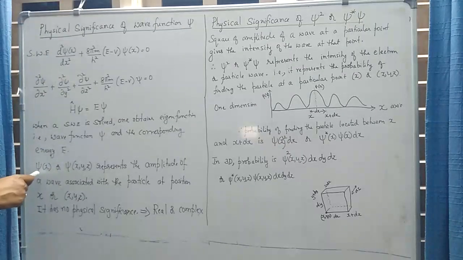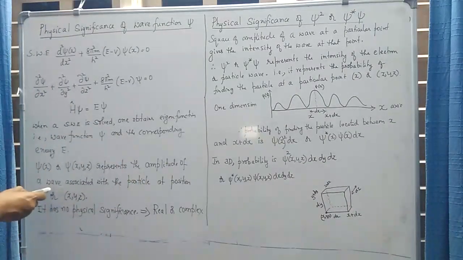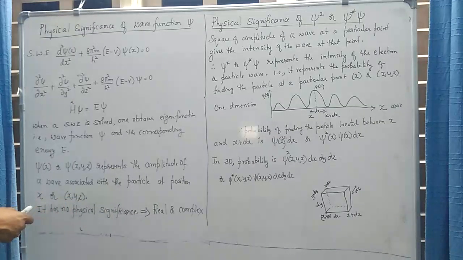Here the wave function psi of x represents the function for a one-dimensional system, or psi of x comma y comma z, which is a wave function for a particle in three dimensions. It represents the amplitude of the wave that is associated with the particle at that position x or xyz. I repeat, psi of x or psi of x, y, z just represents the amplitude of the wave associated with the particle like an electron at the position x in one dimension or xyz in three dimensions. This we have already discussed when we derived the Schrodinger wave equation.